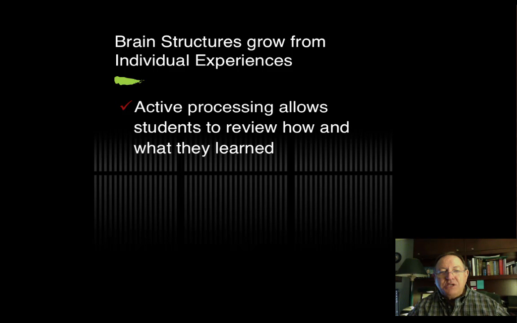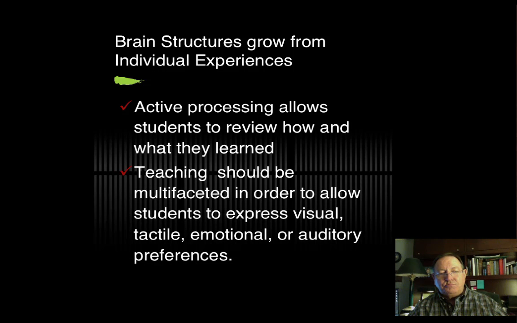Active processing allows students to review how and what they're learning. So while they're learning this process, it allows them to make an evaluation as to how they learned and how well they learned it. And this has to do with Gardner's multiple intelligences, that you should provide multiple ways for students to learn: the visual way, tactile way, emotional or auditory preferences. All of those things provide ways. So that's another reason why you should differentiate your instruction with your students.